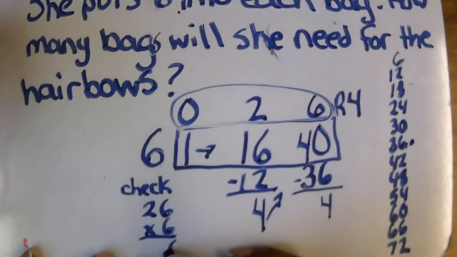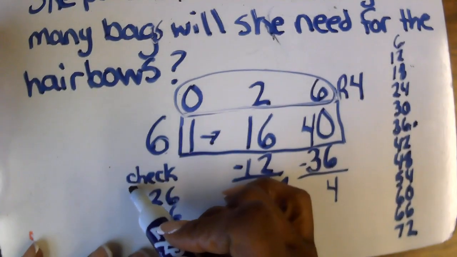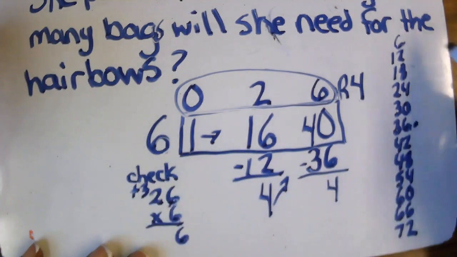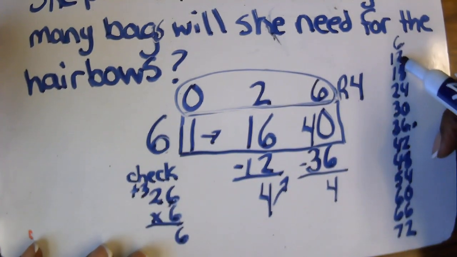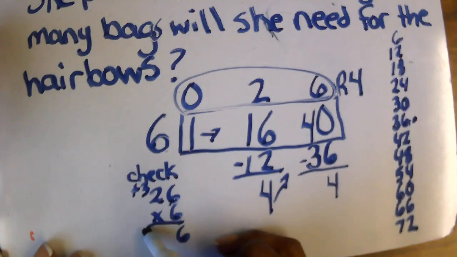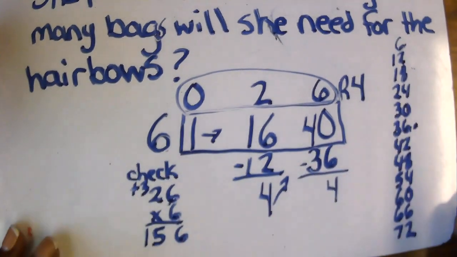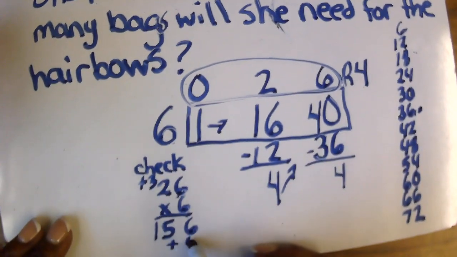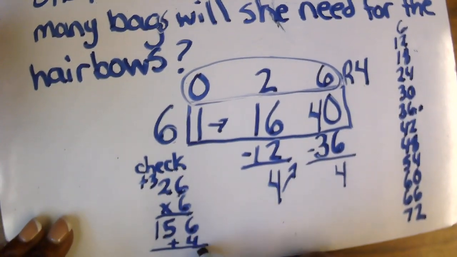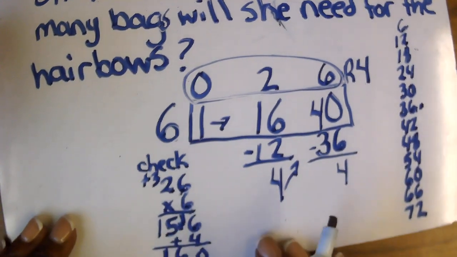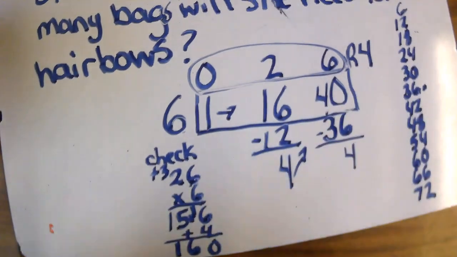So I put my 6 here and my plus 3 over the 2. Now what is 2 times 6? 1, 2, that gives me 12 plus 3. 12, 13, 14, 15. That gives me 156. Plus, I must add my remainder. 6 plus 4 is 10. 5 plus 1 is 6. And bring down the 1, 160. And that's the number of hair bows we started with.